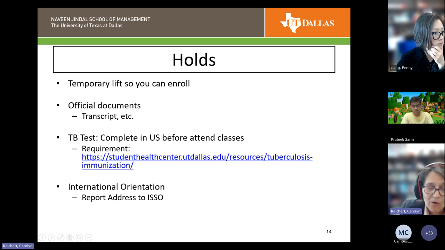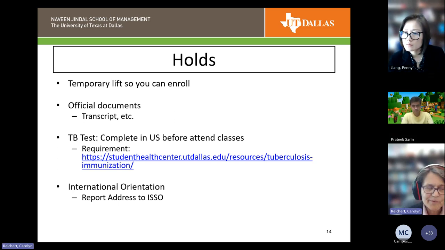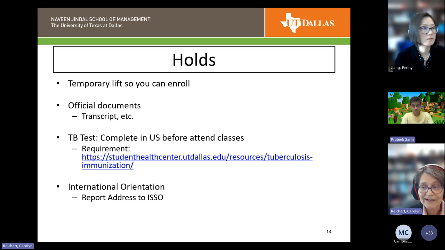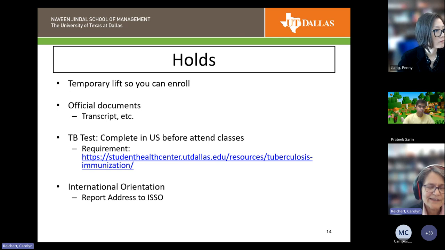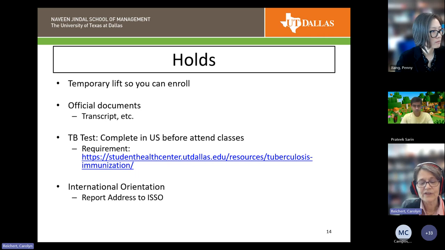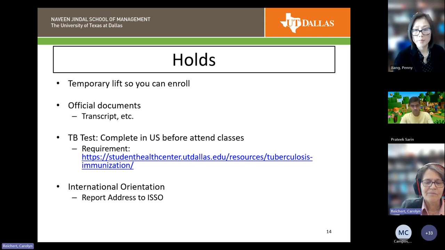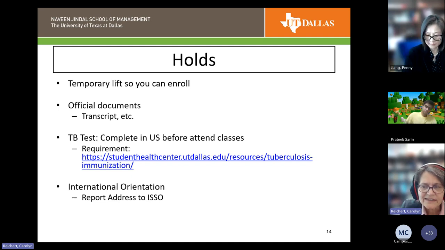Let me talk a little bit about holds. Holds are lifted temporarily to help you enroll. If you don't enroll within a window, they'll put them back. So if that happens, you'll probably have to email JSOM Grad Advising to help you, because even though Penny and I can tell you which classes we recommend, we can't actually enroll you in a class. We don't have the ability to do that. So just keep that in mind.